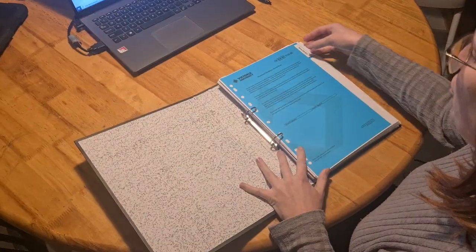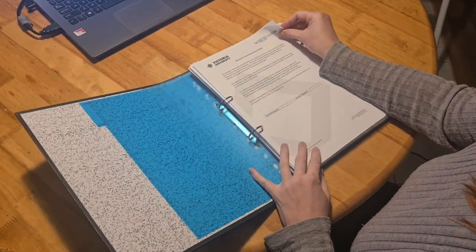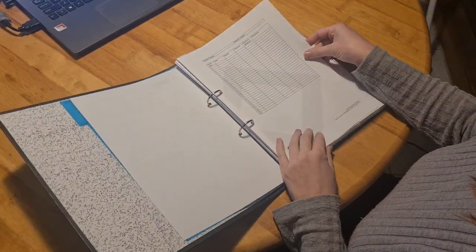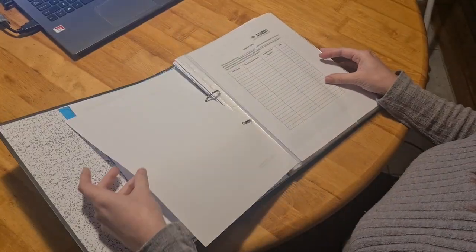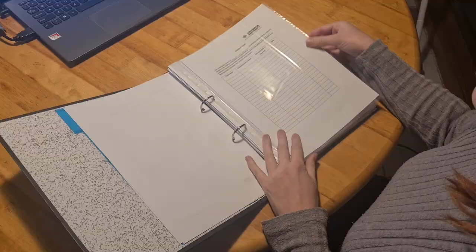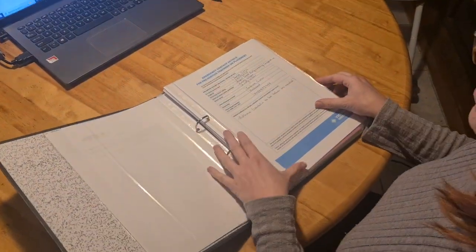So starting in the general section is my placement attendance sheet. Then we have the consent form for parents and carers of students. Then we have my emergency contact details, which I've filled out.